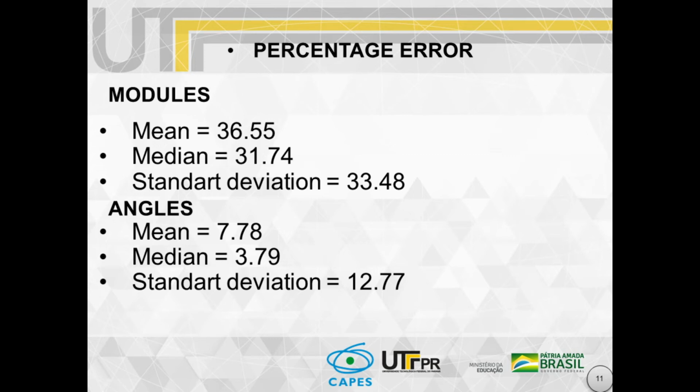We can see that we have a relatively high mean error for the moduli, 36.55%. In the angles, we have a low mean error, 7.78%. And looking at the median of the values, we can see that most of the data has an error smaller than the mean error. Remember that these results are preliminary, and we intend to reduce the values of these errors until the conclusion.